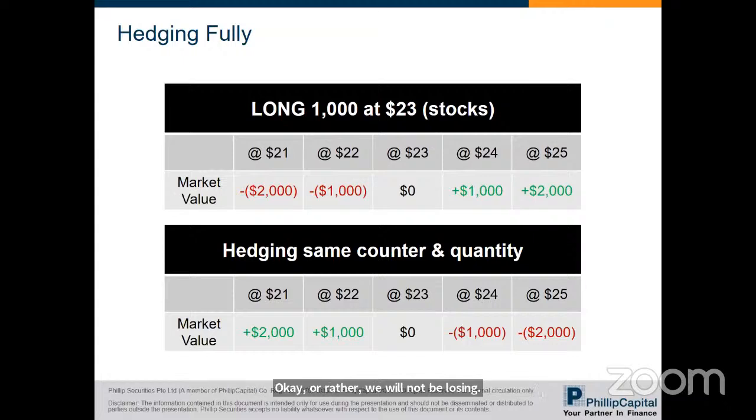So for example, when the stock goes to $21, then our stock account will be negative $2,000, but our CFD hedge will be positive $2,000. So if you were to net it off, actually you're okay, because zero profit, zero loss. So maybe at $21, you can use the profit from your CFD account to buy more stocks. So you bring down the average price.